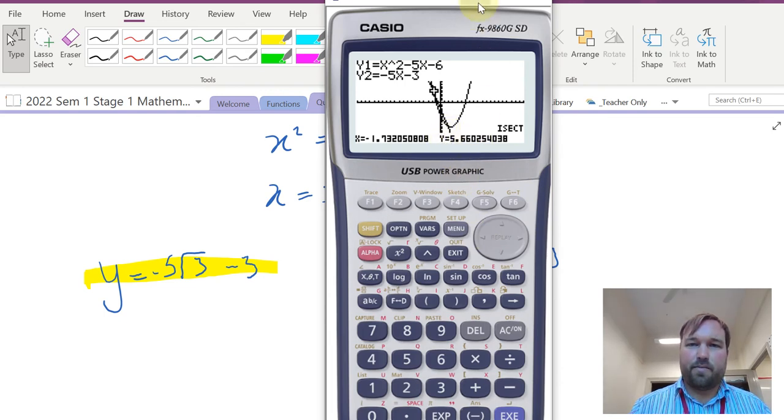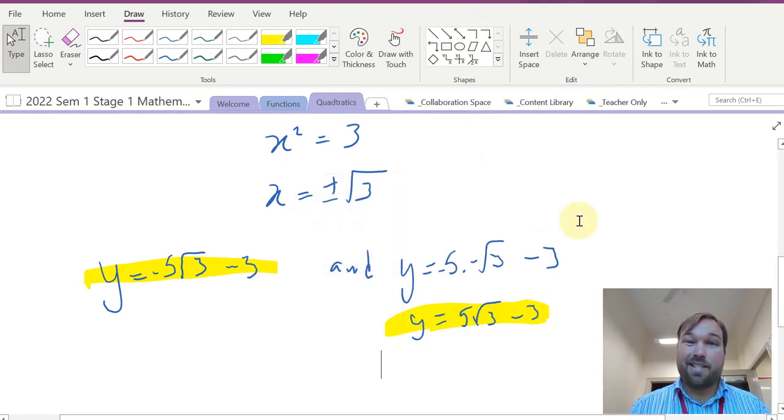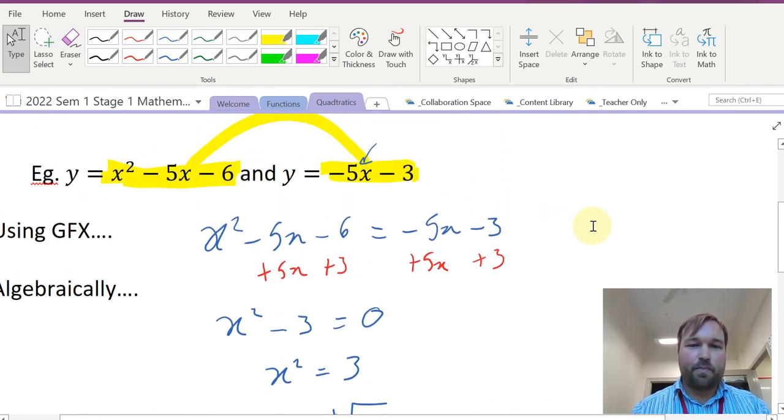Now, that noise in the background is the cleaner basically telling me it's time to go because he's about to vacuum.